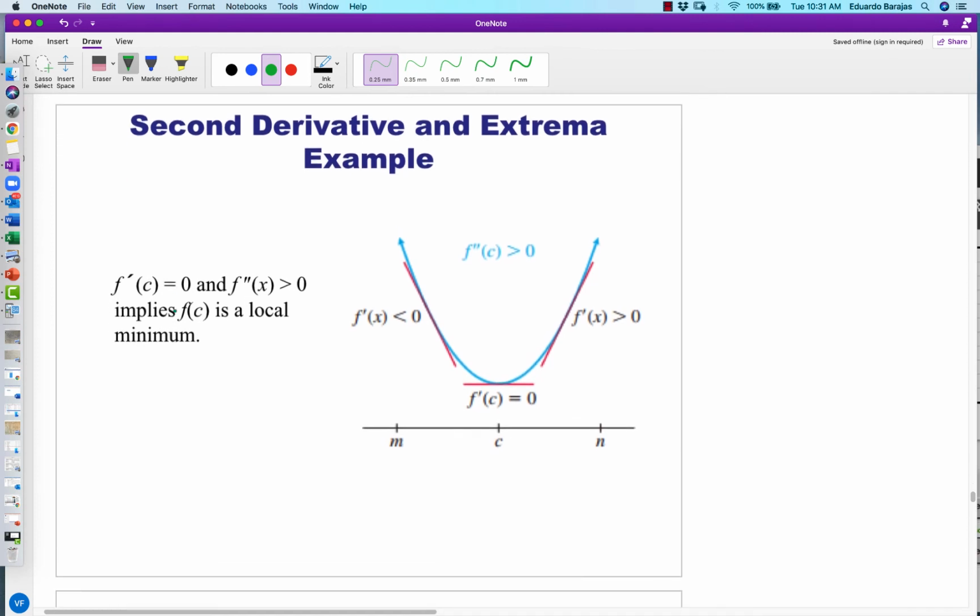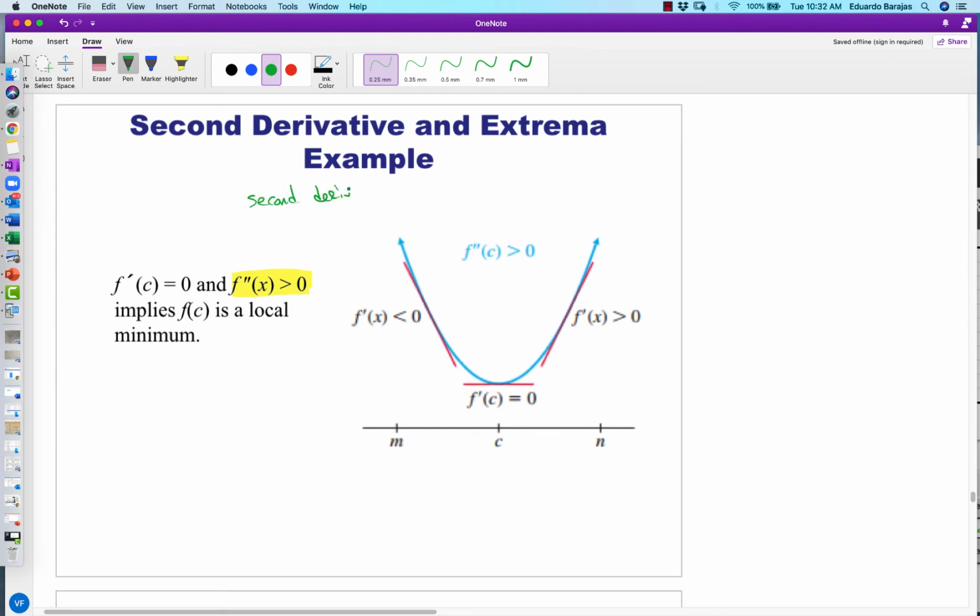So, second derivative and extrema example. If the first derivative evaluated at c equals 0, and the second derivative is greater than 0, meaning that it is positive, this implies that f of c is a local minimum, right? So we know that when the second derivative is positive, that's what this notation means: second derivative strictly greater than 0 is another way of saying that the second derivative is positive.